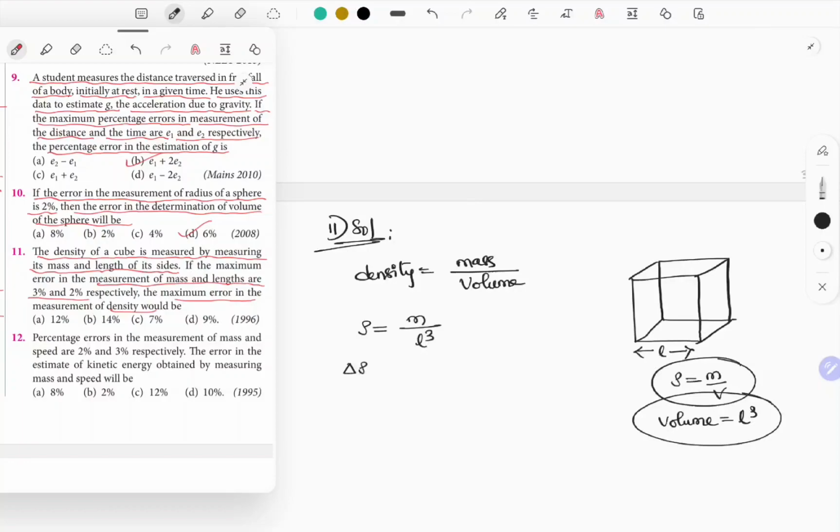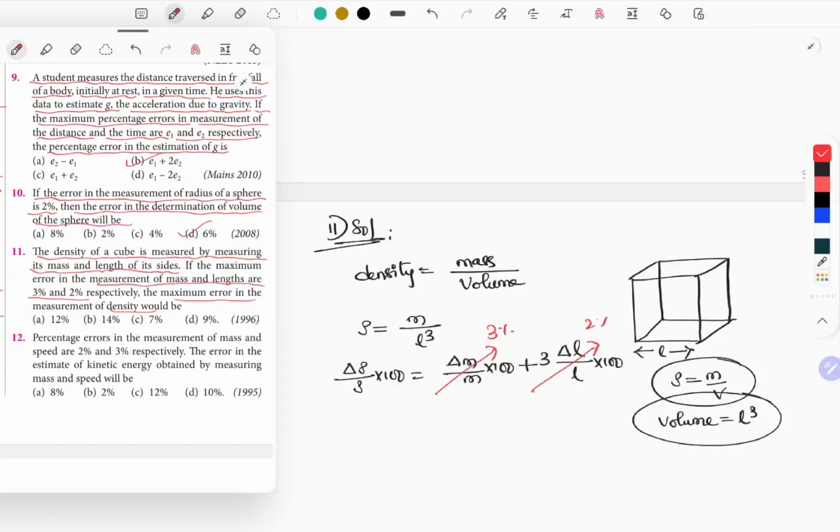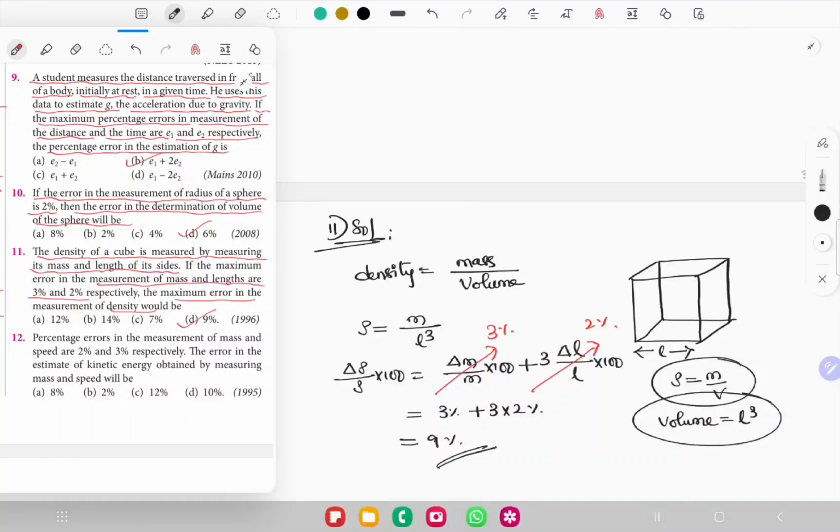I need percentage error in density. Delta rho by rho into 100 is equal to delta m by m into 100 plus 3 into delta L by L into 100. They've already given percentage error present in the measurement of mass. It is equal to 3%. In length, it is 2%. Let me substitute that. It is going to be 3% plus 3 into 2%. So final answer, it is going to be 9%. Look at the option which is matching. 11th one, option D is correct.